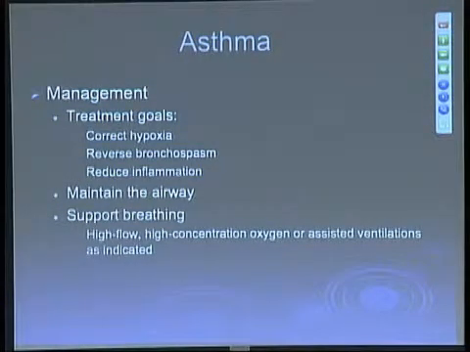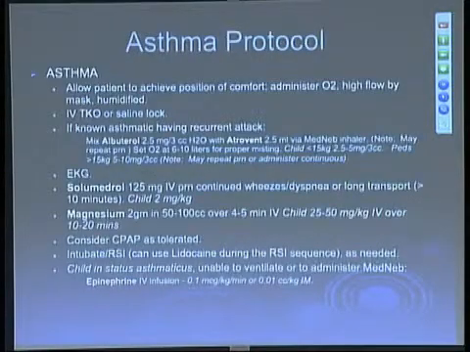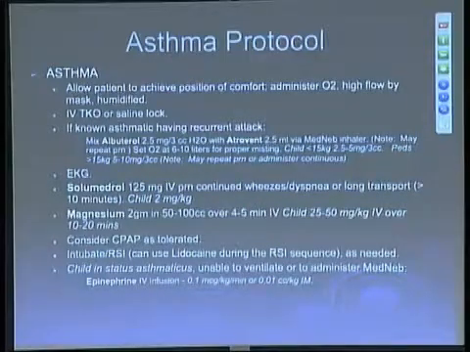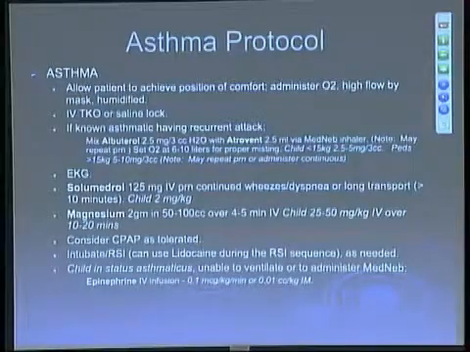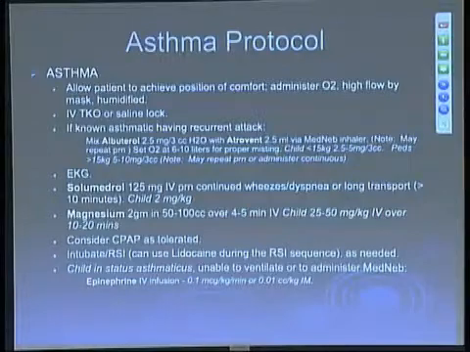They will need high flow, high concentration of oxygen or assisted ventilations with a rate not to exceed 10 per minute if they're intubated. If they're awake, position of comfort, high flow oxygen by mask. If you're a known asthmatic having a recurrent attack, or an unknown asthmatic to you having an attack, albuterol and Atrovent via MedNeb. May repeat.